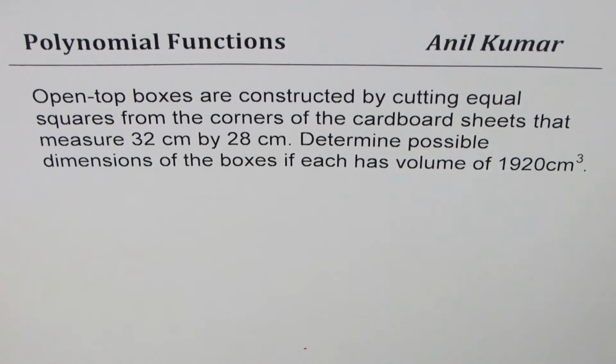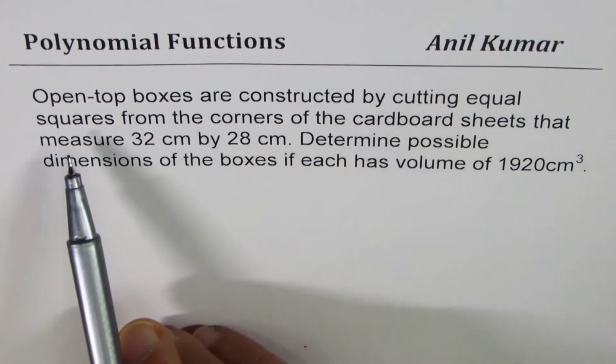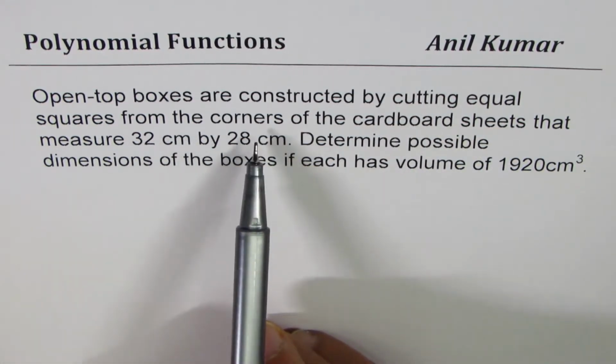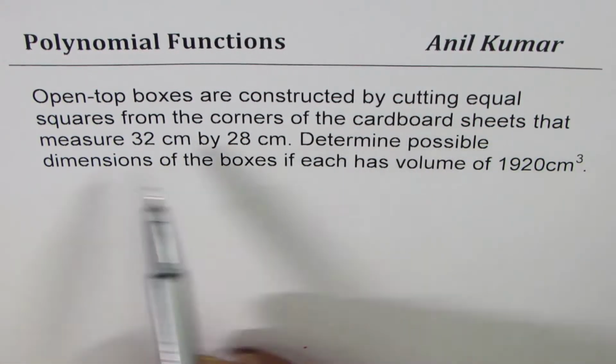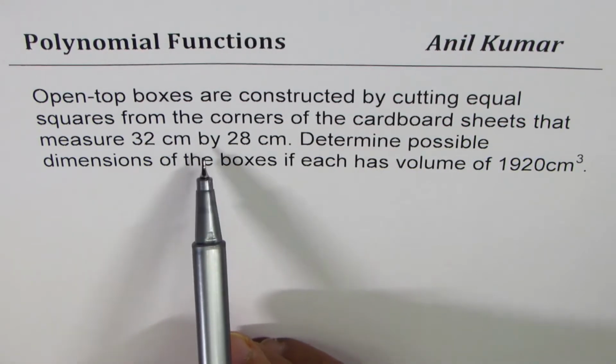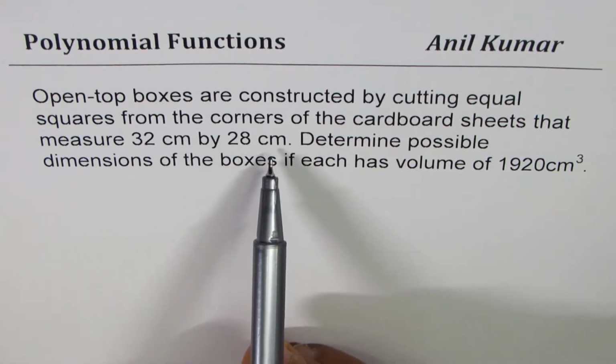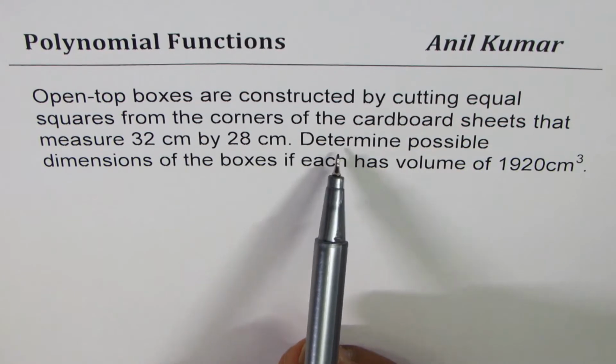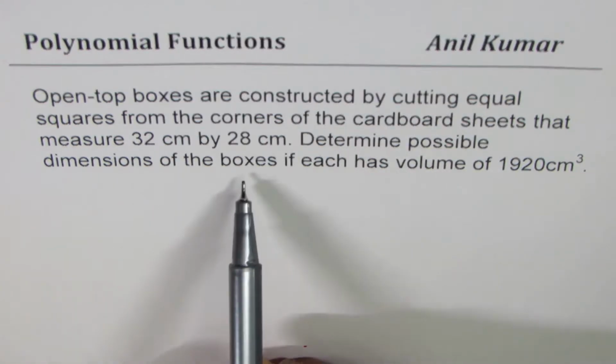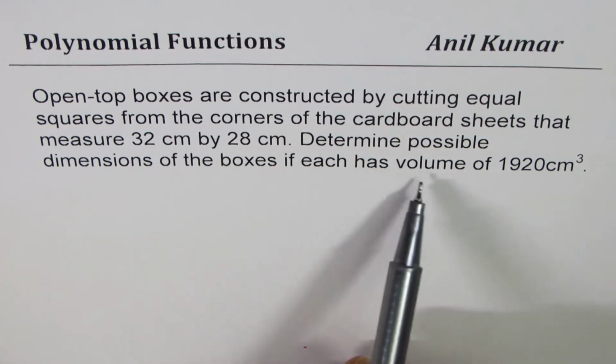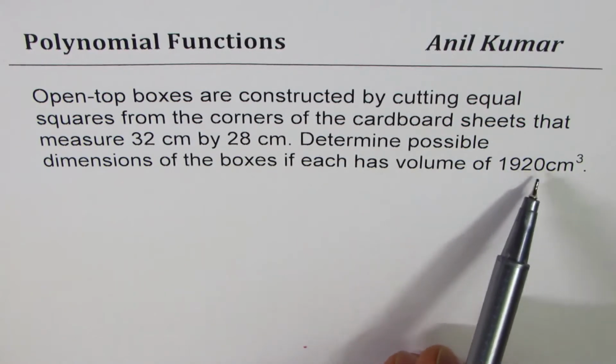The question is: open top boxes are constructed by cutting equal squares from the corners of cardboard sheets that measure 32 centimeters by 28 centimeters. Determine the possible dimensions of the boxes if each has a volume of 1920 cubic centimeters.